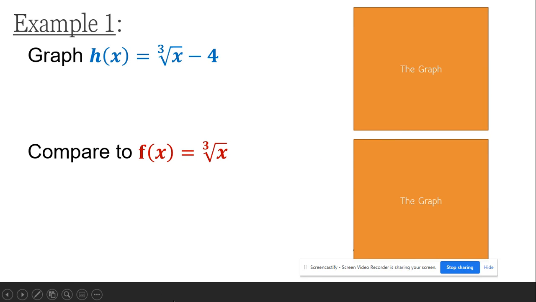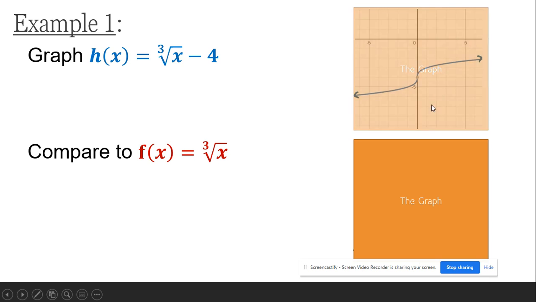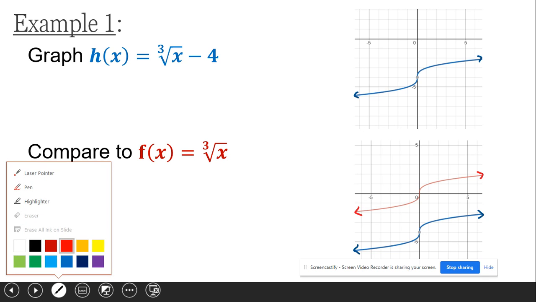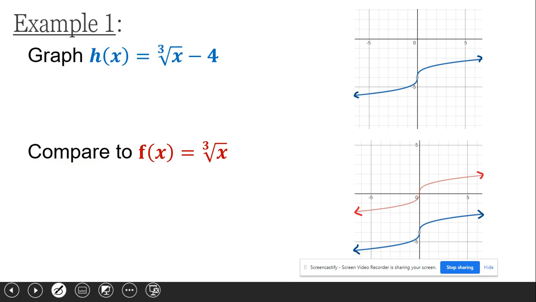So here's graphing the cube root of x minus 4, and we want to compare that to the graph of just the cube root of x. Let's take a look at both of those graphs. Again, we're using Desmos to graph these, and I'll show you at the end how to go about doing it in Desmos. But we notice that minus 4 is on the outside of our graph.